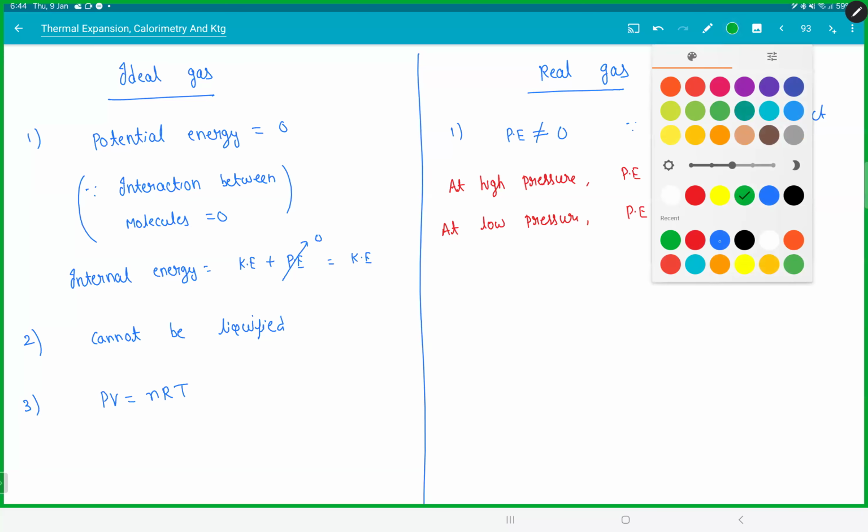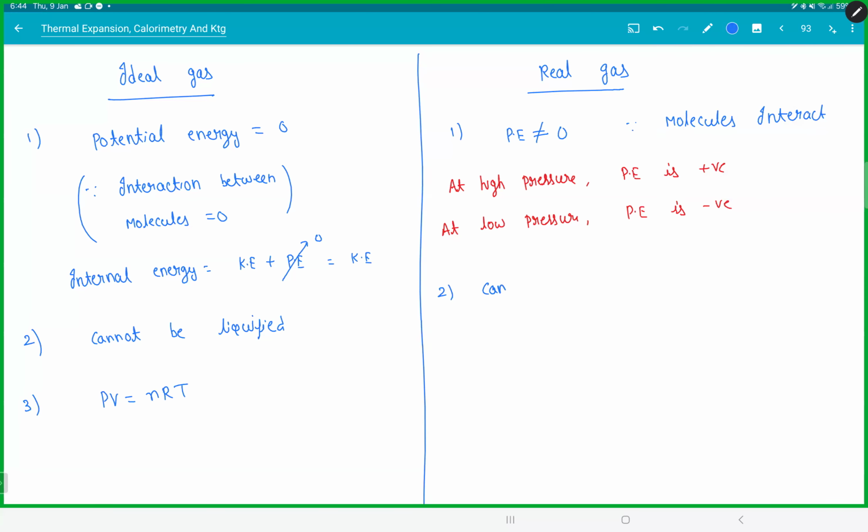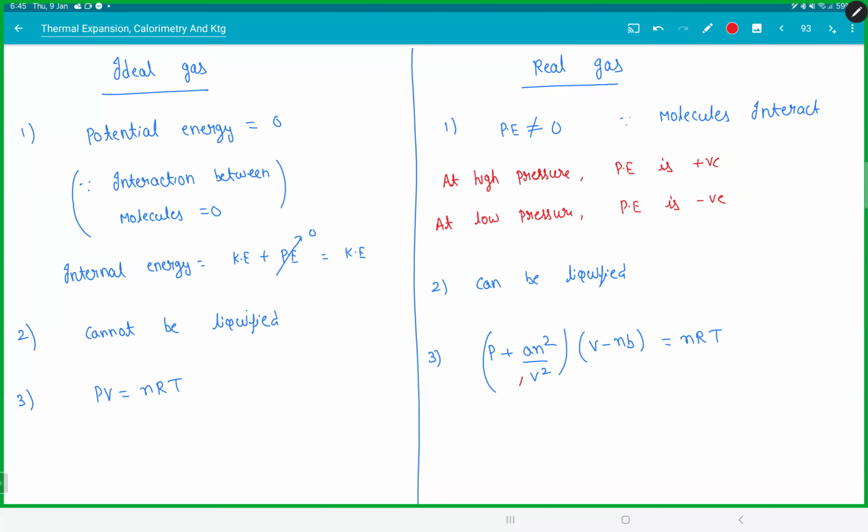These can be liquefied. Basically, there can be a phase change. And the real gas equation is given by (P + an²/V²)(V − nb) = nRT. Seen this thing in chemistry? This is a real gas equation. Now in this, the a value will tell you about the interaction between molecules. So that component takes care of interaction between molecules. It affects the pressure.